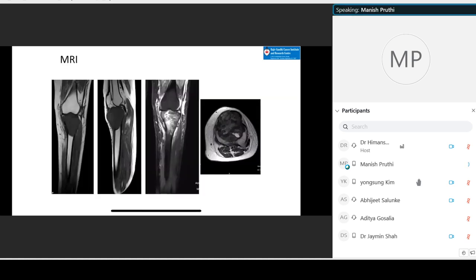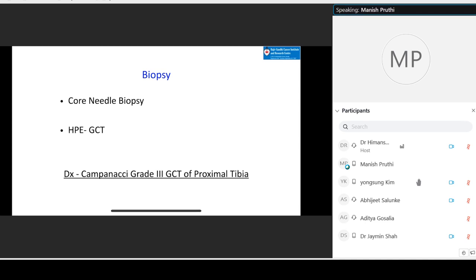Similar was the MRI, but as you can see in the axial image, there was a huge anterior soft tissue component of the disease, which was actually going into the full area of the tibial tuberosity. The biopsy was a giant cell tumor and we know it's a Campanacci 3 giant cell tumor.